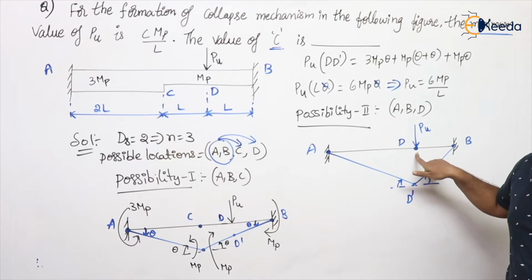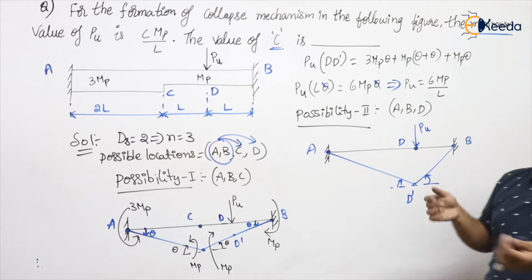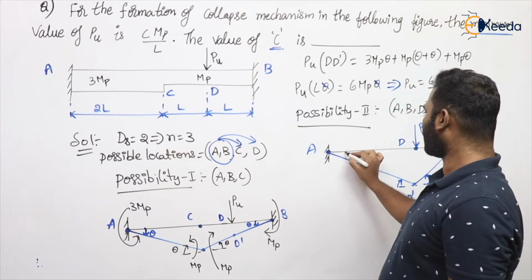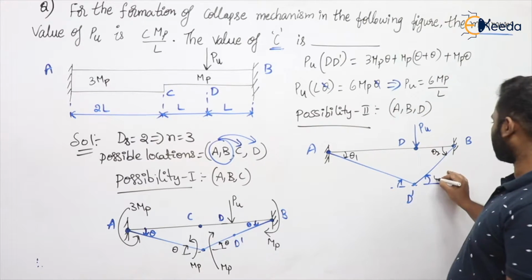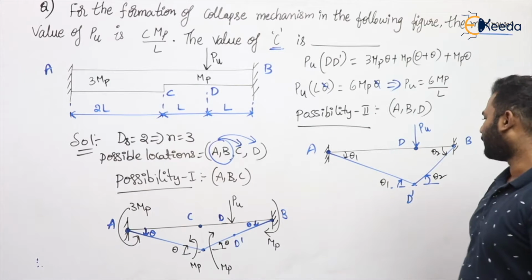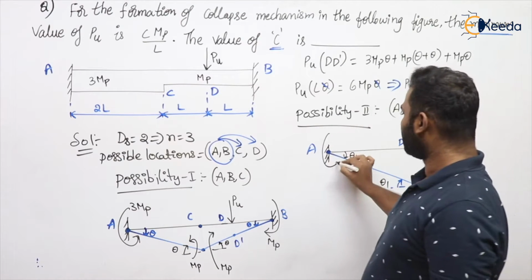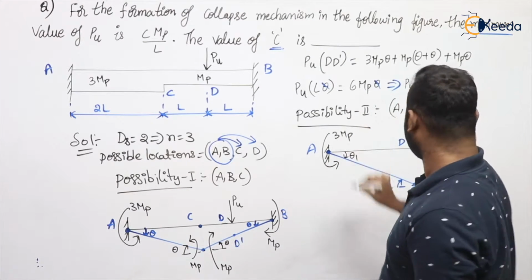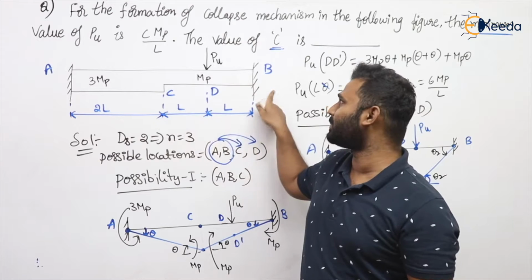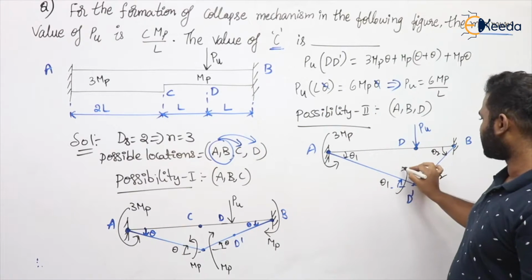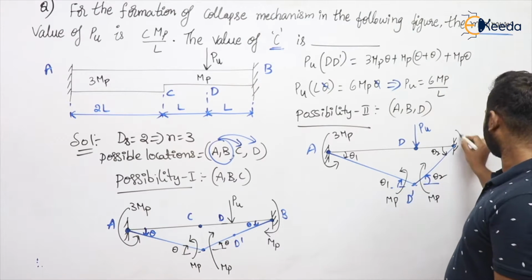As the plastic hinge in the span is not forming at the center, the angles at both ends are also different. If this is theta 1, then this will be theta 2. So here this is theta 2 and this is theta 1. Wherever plastic hinges are forming, at all those locations plastic moment will also develop. So this is 3 MP. Here D is within the span CB, therefore the plastic moment carrying capacity of the CB span is MP. Here it is MP and here also it is MP.